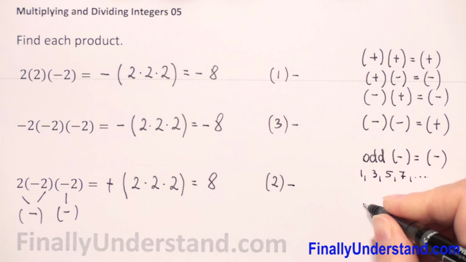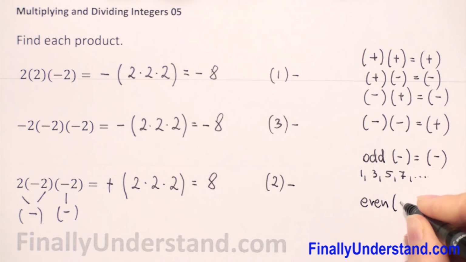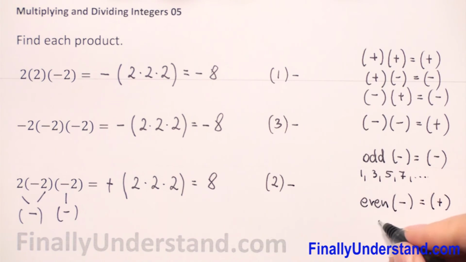But when we have an even number of negative signs, the answer will always be positive. Even means 2, or 4, or 6, or 8, for example 68. Even numbers of negative signs, the answer is always positive. You have to memorize this. This is my solution.